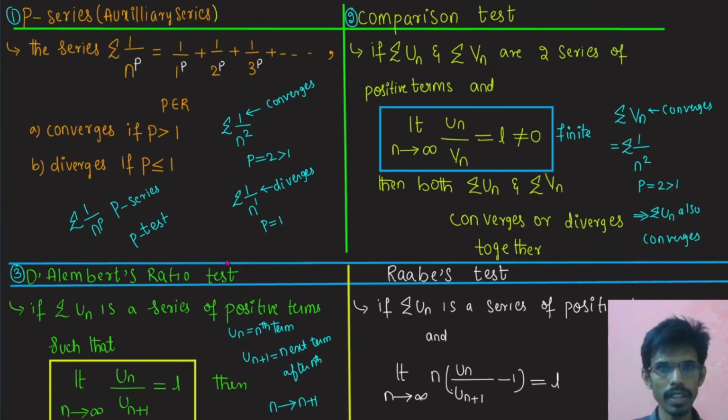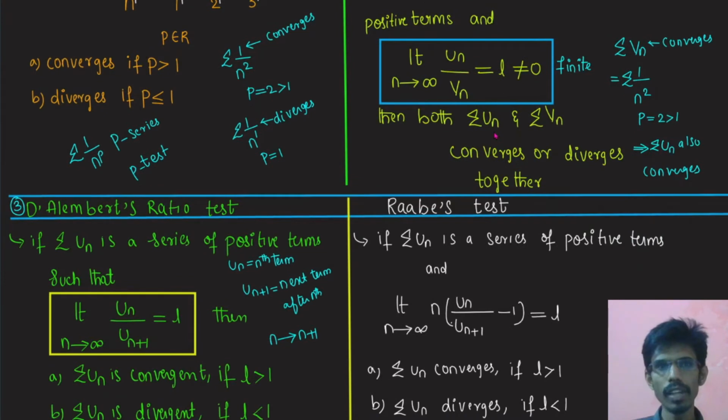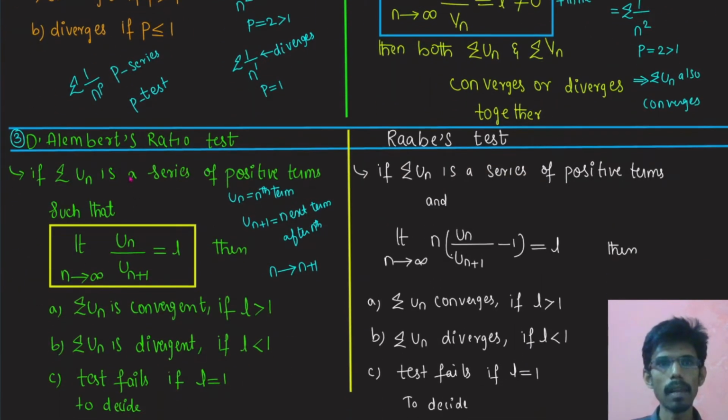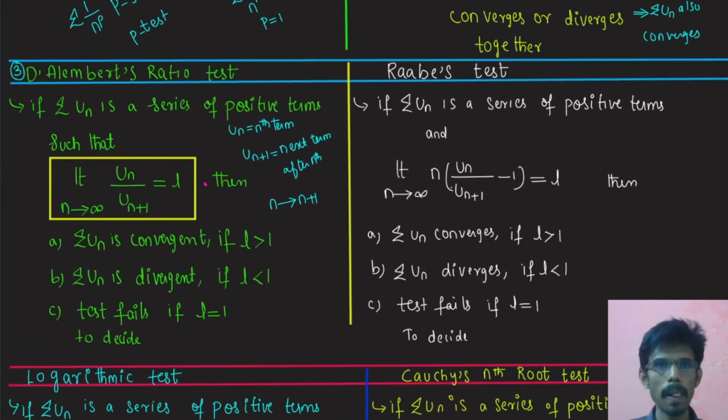First, the procedure is we check whether the given series is a P series. If not a P series, we try to use the comparison test. If we are able to find convergence or divergence from the comparison test, then go for it. If we are unable to find it by the comparison test, then go for D'Alembert's ratio test. If we are unable to decide by D'Alembert's ratio test, then we go for Raabe's test.